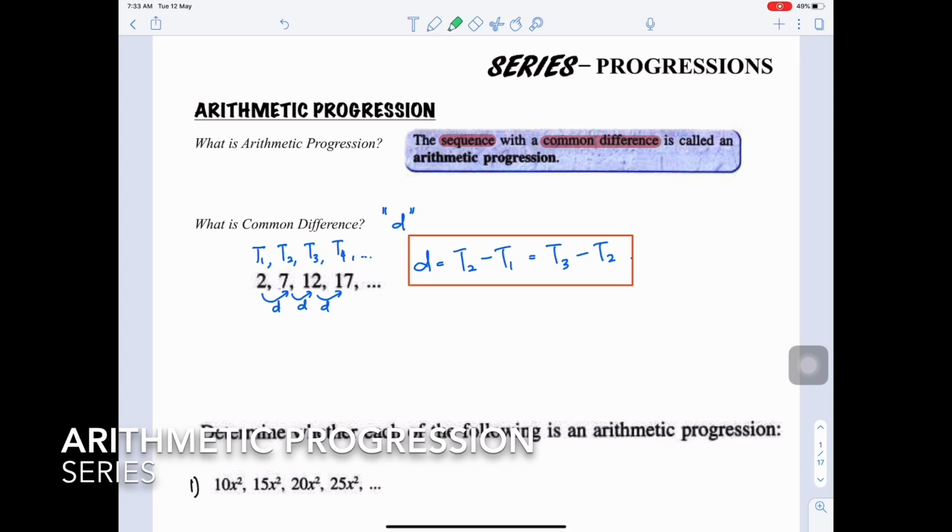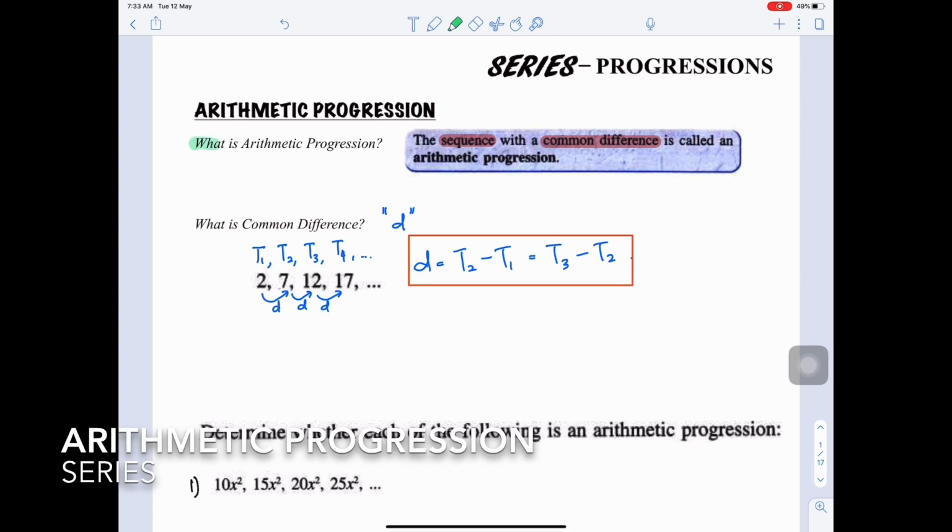Now we are going to discuss progression, which is a subtopic under series. In progression there are two subtopics: arithmetic progression and geometric progression. Now we are going to discuss arithmetic progression.